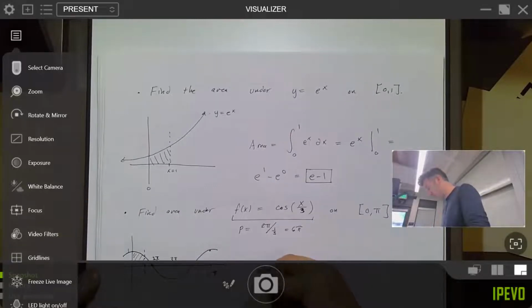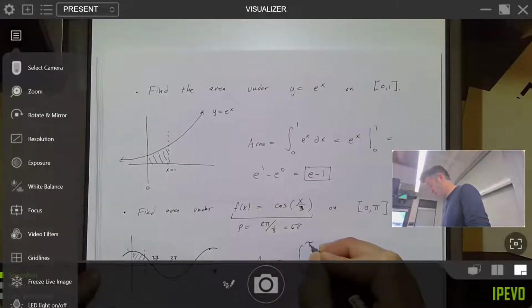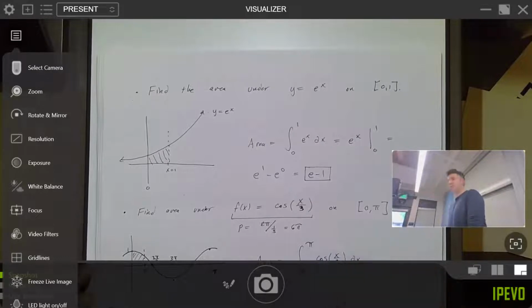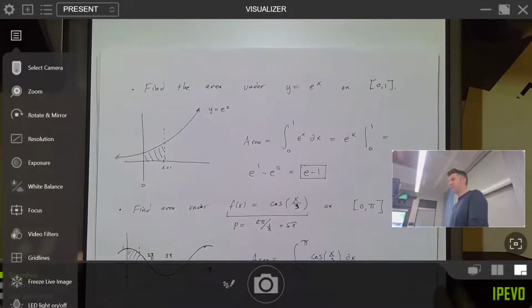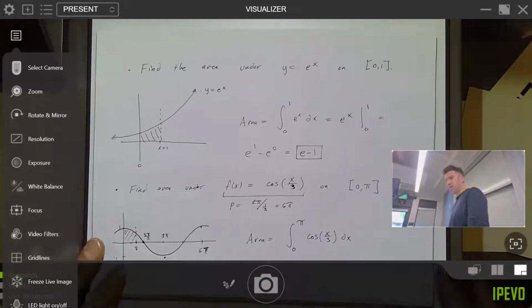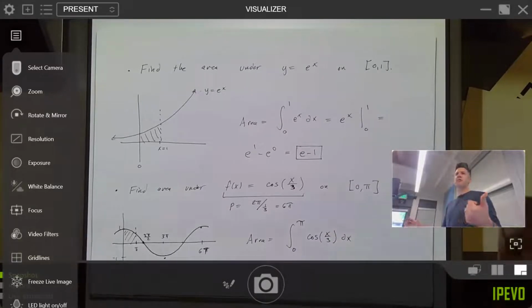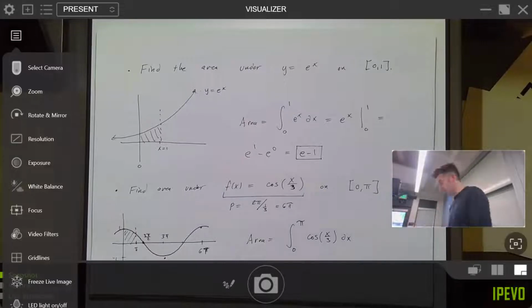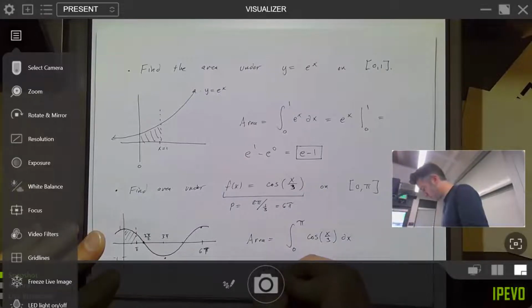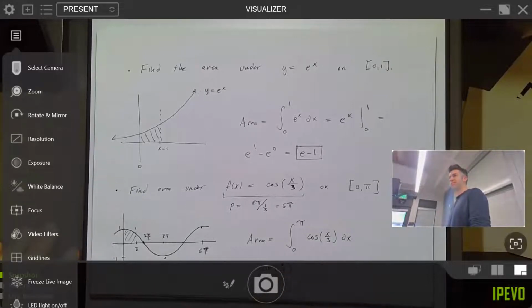So here, the area we're looking for is going to be the integral from 0 to pi of cosine of x over 3. Okay, antiderivative of cosine of x over 3 is going to be, is it positive or negative sine? Positive sine. But what else do we need besides sine of x over 3? Not a tangent, so I need a constant, right?